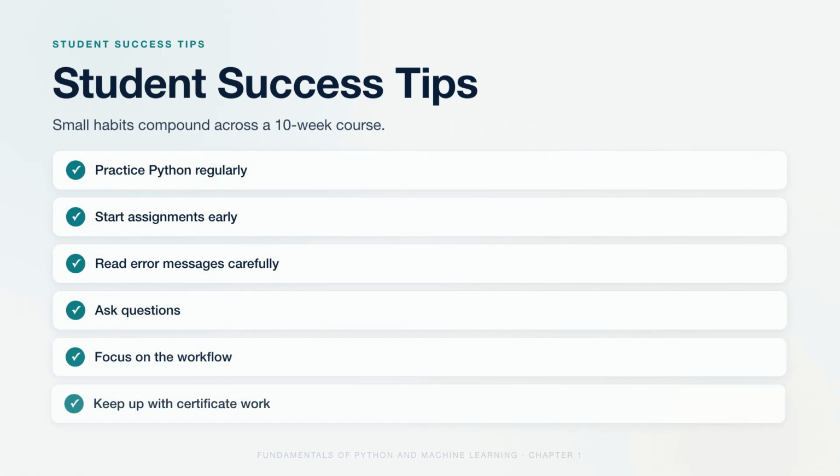To succeed in this course, practice Python regularly. Don't wait until the last day to begin assignments. Coding takes time, and troubleshooting is part of the learning process. Read error messages carefully. They often give clues about what went wrong. Ask questions when you get stuck. Review examples. Focus on understanding the workflow, not just copying code. Also, keep up with the certificate work each week. In a summer course, falling behind can become difficult very quickly.